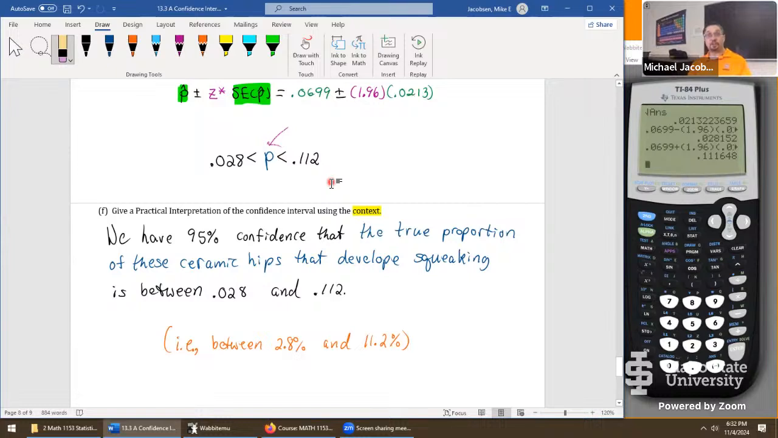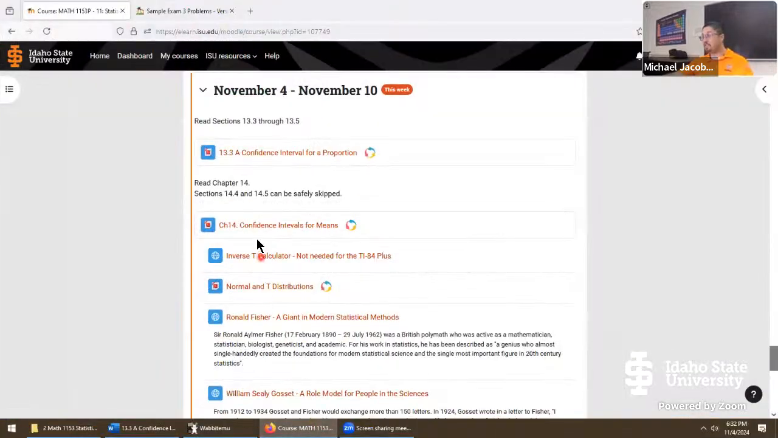Well, that's our entire unit on confidence intervals, folks. Any questions or comments about them so far? Okay, let's save this up. When we come back next class, we're changing gears in a pretty big way. It's still confidence intervals, but now we're taking a look at confidence intervals for means.